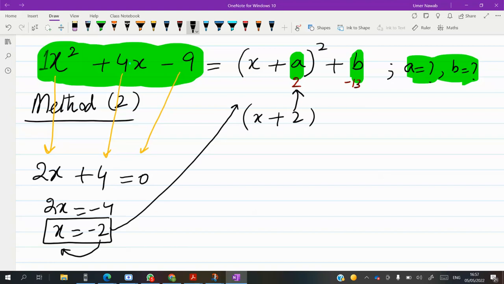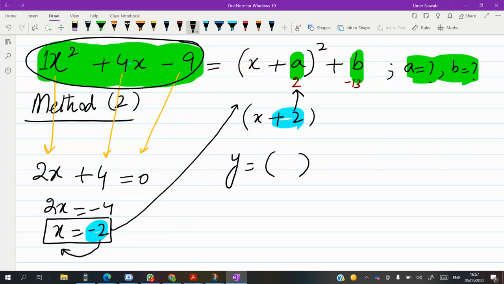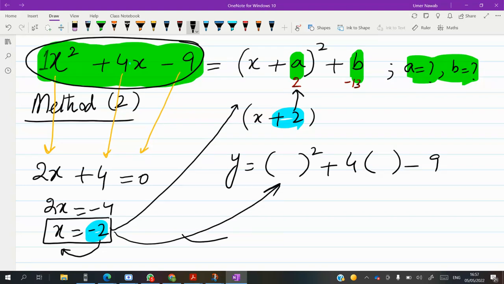So we found a. If you get x is equal to minus 2, you need to change the sign to write the value of a. So a is 2. But how to get the outside value? To find it, you need to plug this value of x into the original expression. So how to get your y value? x squared plus 4 bracket open close minus 9. In the brackets, you substitute the value of x, which is minus 2.